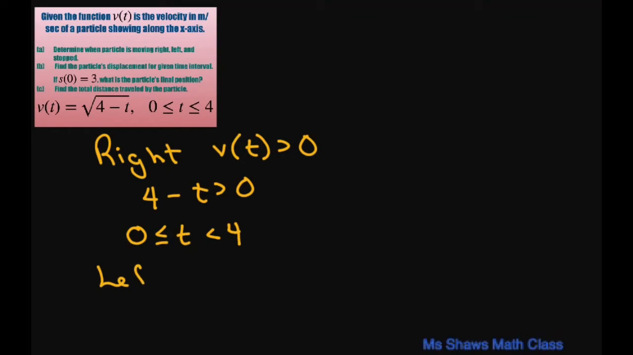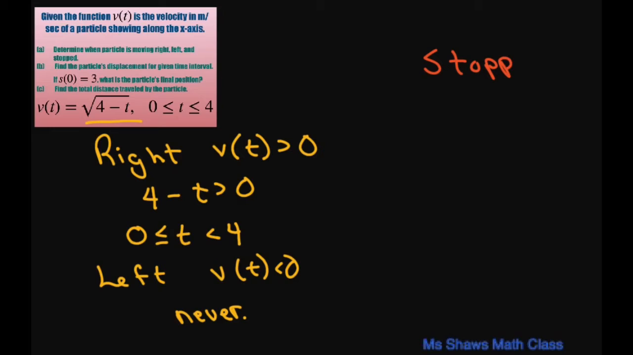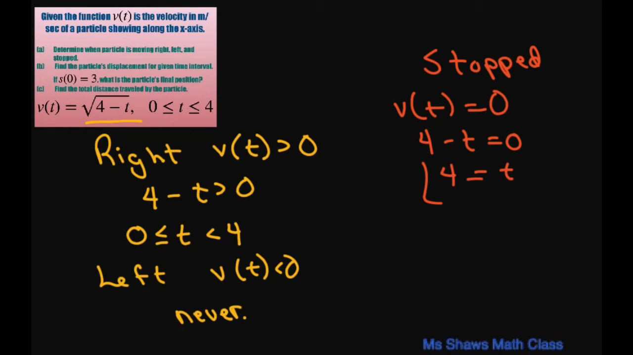Left is when velocity of t is negative. This can't be negative, so it's never left. And it's stopped when v of t equals 0. And so you just set 4 minus t equals 0, so t is 4. And that's why we didn't put an equal sign under here. It stopped at 4, but it's moving right until you get to 4, then it stops.